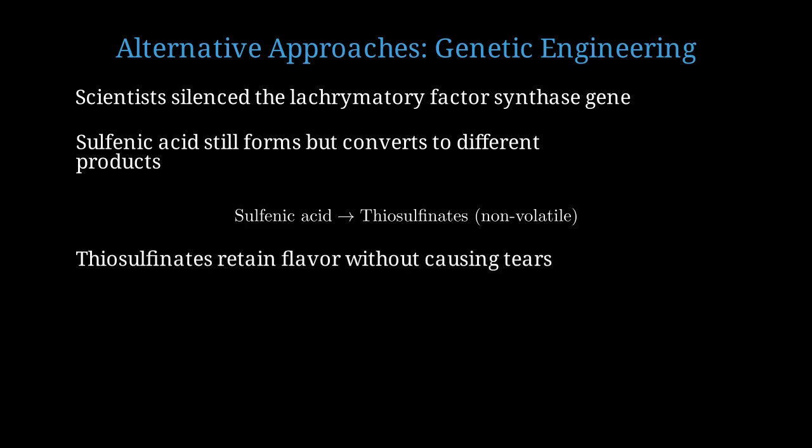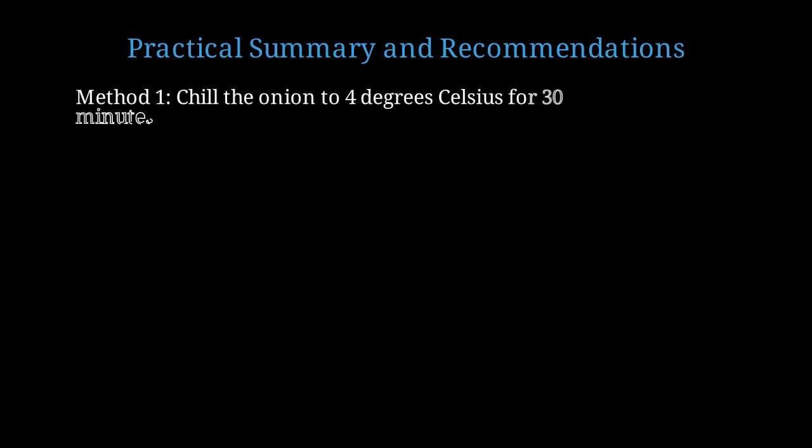Interestingly, thiosulfonates contribute to onion flavor, so these tearless onions retain much of their characteristic taste without the irritation. Let's summarize our findings with practical recommendations based on the science we've discussed. Chilling to refrigerator temperature for 30 minutes reduces both reaction rate and vapor pressure by about 3-fold each, giving a 9-fold reduction overall. A sharp knife minimizes cell damage and reduces the total amount of lacrimatory factor released.